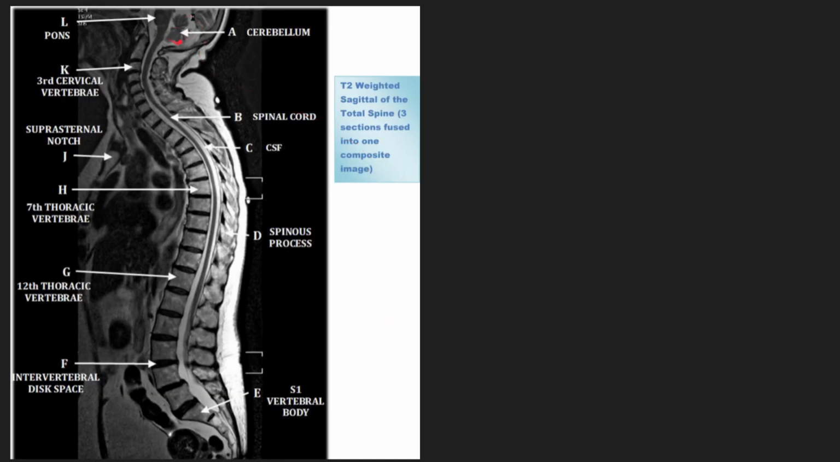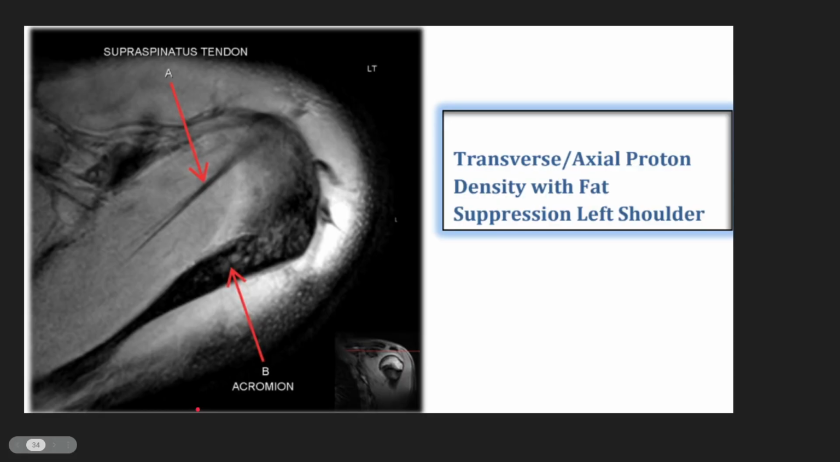So you have cerebellum with the pons, you have C3 right there, spinal cord coming down, CSF around, suprasternal notch, there's T7, spinous process, T12, intervertebral disc, and S1.